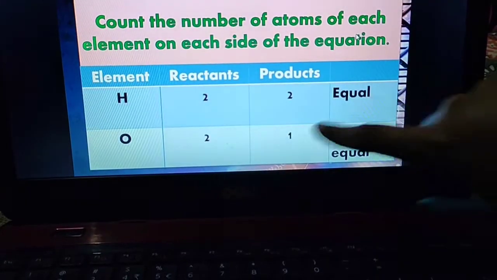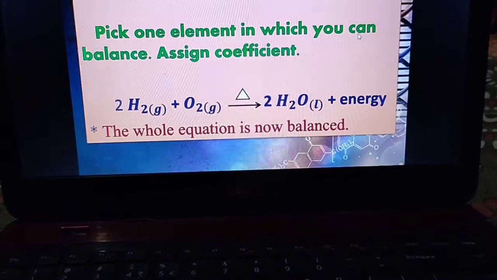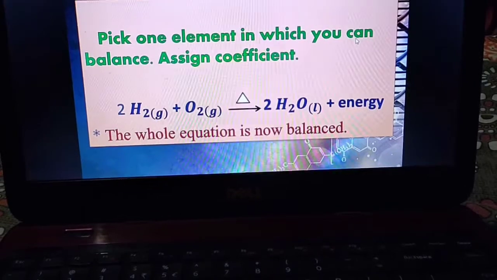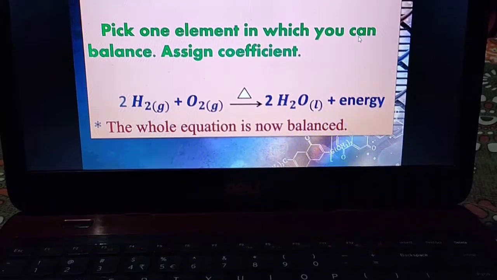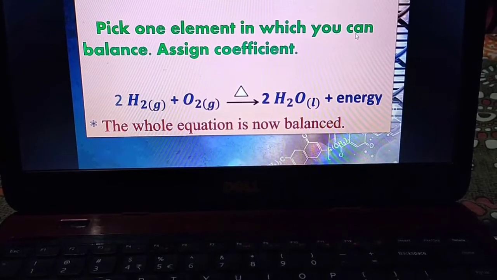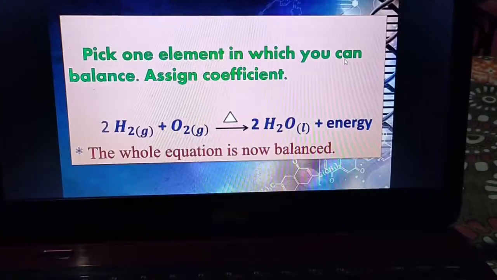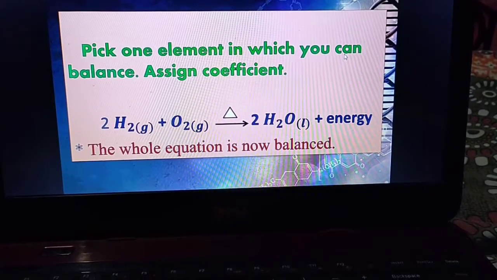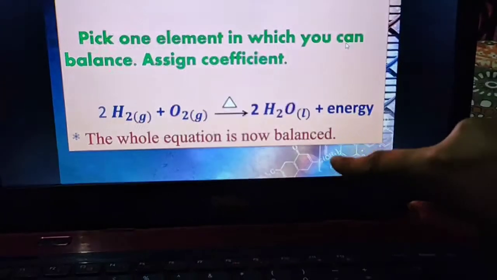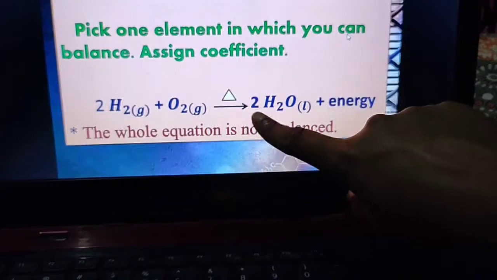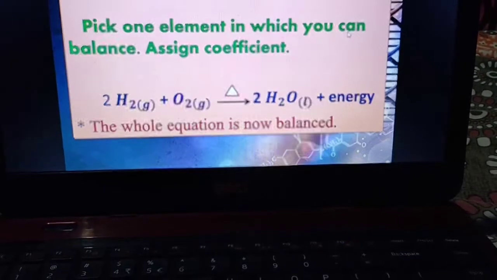Here 2 and 2 are equal, here 2 and 1 are not equal. Now we have to equalize this. So what will we do? You see H2 plus O2; you have to assign a coefficient. So H2 plus O2 gives H2O. Now you see two atoms of hydrogen, two atoms of oxygen. Oxygen is not balanced. Two atoms of oxygen are on the reactant side. So we will write here coefficient 2. So 2 ones are 2. So two atoms of oxygen on the product side also.